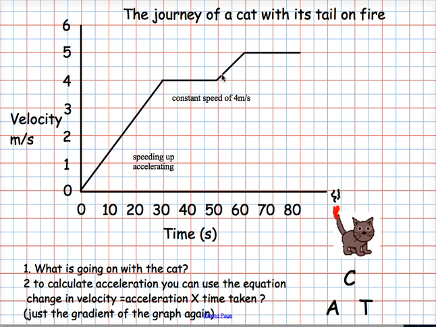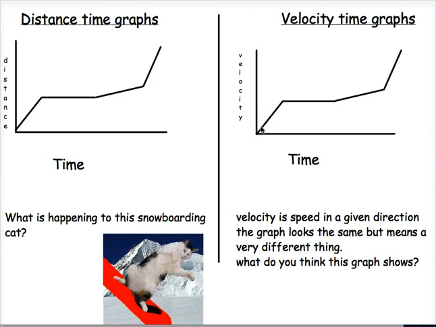Here, again, we're accelerating. We're zooming up to 5 meters per second. And here, we're going at a constant speed. So that is what's going on with the cat. Quick recap: speeding up, we're accelerating. Constant speed. Speeding up, accelerating, and accelerating even faster because it's steeper. Now if the line came down, it would be slowing down or decelerating.